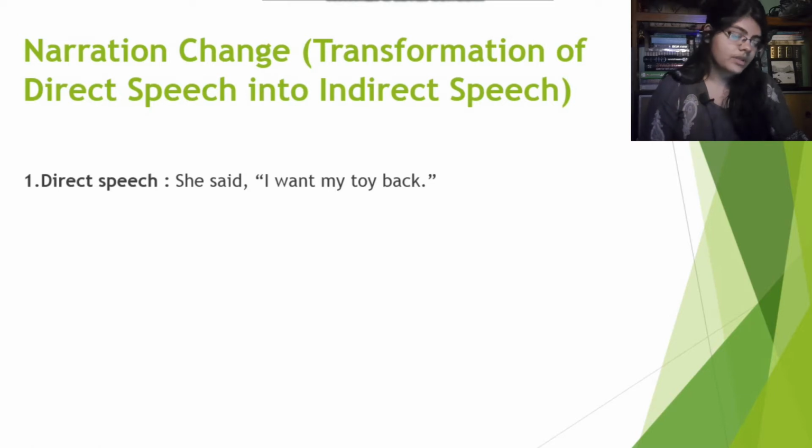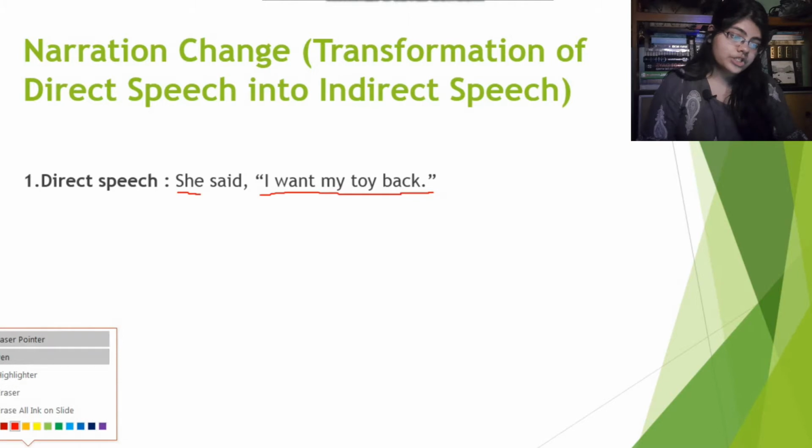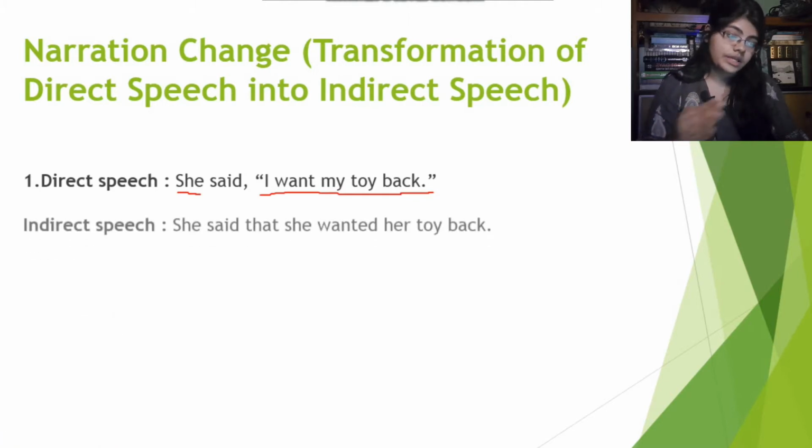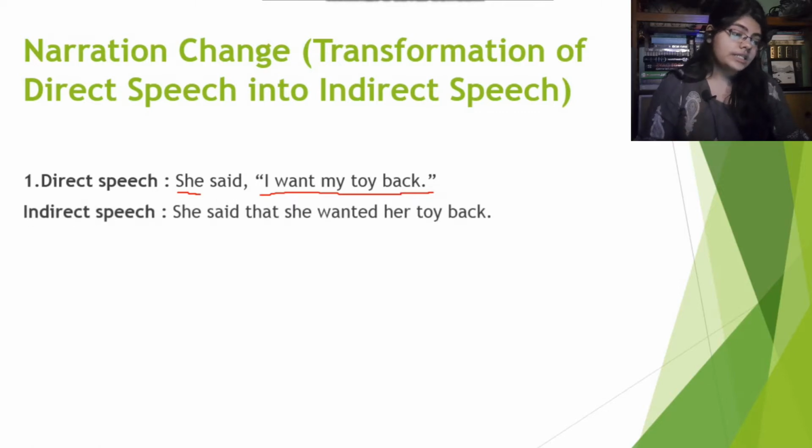First one, direct speech. She said, "I want my toy back." Here you can see that this is a direct speech. Why is that? Because "I want my toy back," these are the exact words of the speaker, which is she here. So, this is the direct speech. Now, we will change that into an indirect speech. The indirect speech is, she said that she wanted her toy back.